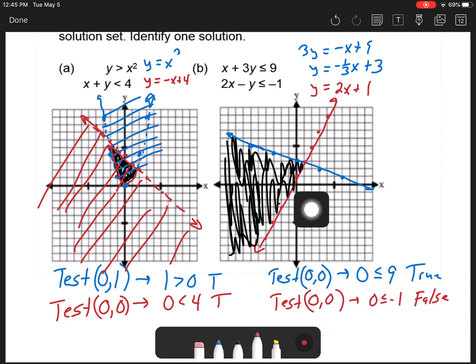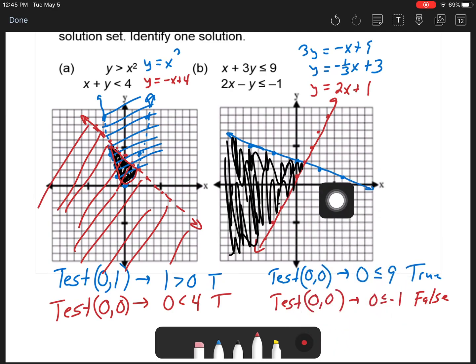So neither one goes through the origin. We can use 0, 0 for both of them. So with the blue line, testing 0, 0, this was the top one, 0 is less than or equal to 9, and that's a true statement. 0 is less than or equal to 9, so I would be shading below the blue line.